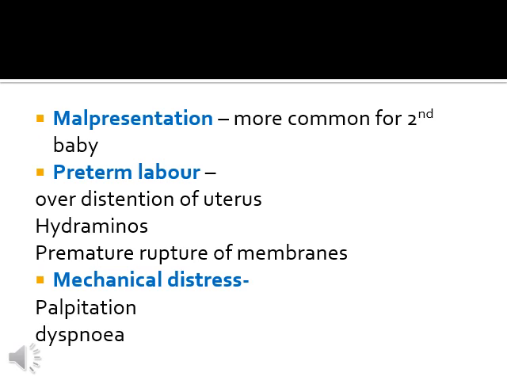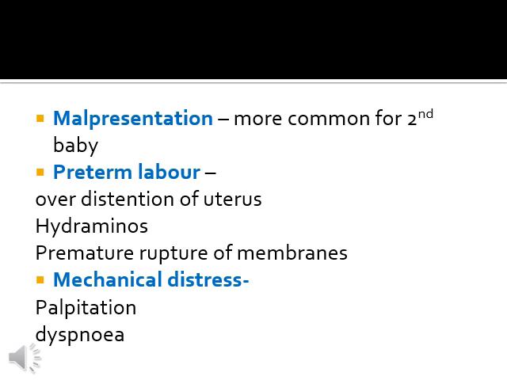Next is the malpresentation, which is more common for the second baby. Most of the time, the first baby may be in the vertex presentation and the second baby may be in a malpresentation position. Next is the preterm labor due to the over distension of uterus and polyhydramnios. There is more chance for premature rupture of membranes. When the rupture of membranes occurs, the labor will start much earlier, which can result in preterm labor and a preterm baby.